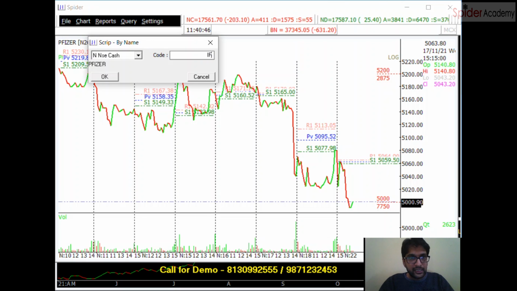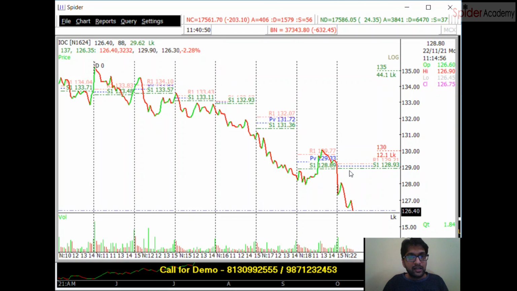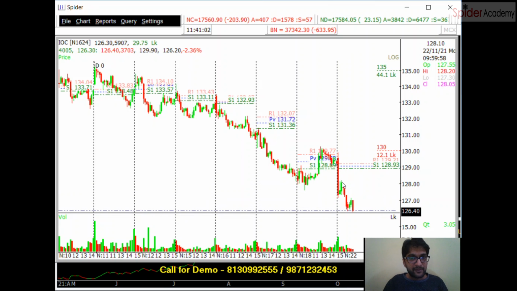We can take another example to understand it. In the current day, IOC, you can see R1 and S1 are within the range of the previous day CPR, right? And you can see the momentum is very high. In the Japanese candles, if you have seen, it has fallen continuously, and you can book your profit if you want to. Otherwise, the market is negative and you can continue with your trade.